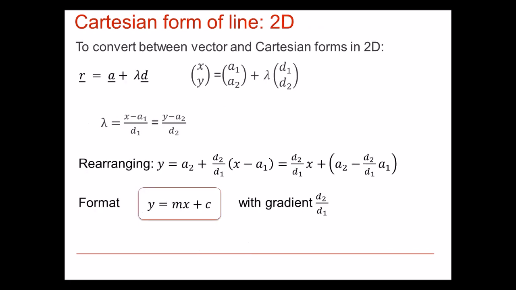To convert between vector and Cartesian forms in 2 dimensions, we start with the vector equation r equals a plus lambda d, which if you remember can be written in component form a1, a2, and vector direction d1, d2. We would find that lambda equals (x minus a1) all over d1 equal to (y minus a2) all over d2. Rearranging this, we can see that if you want it in the format y equals mx plus c, the gradient m would be d2 over d1.